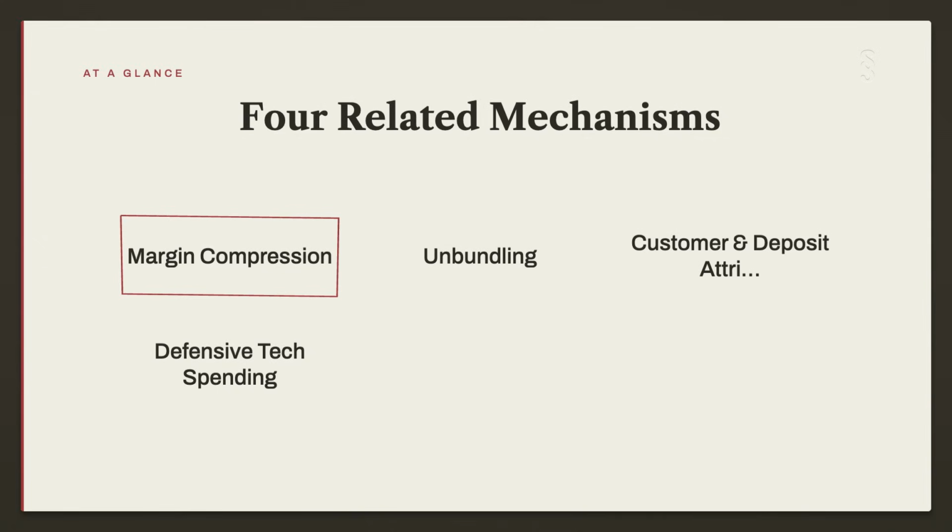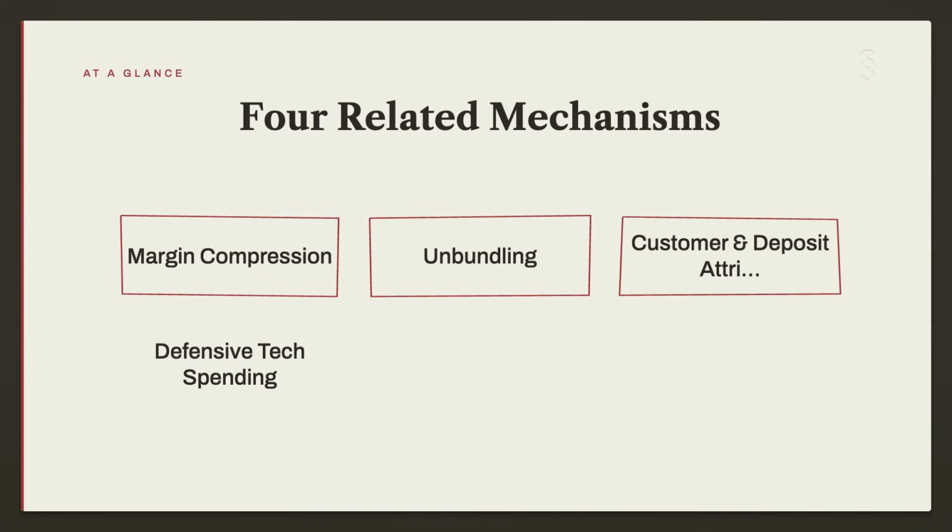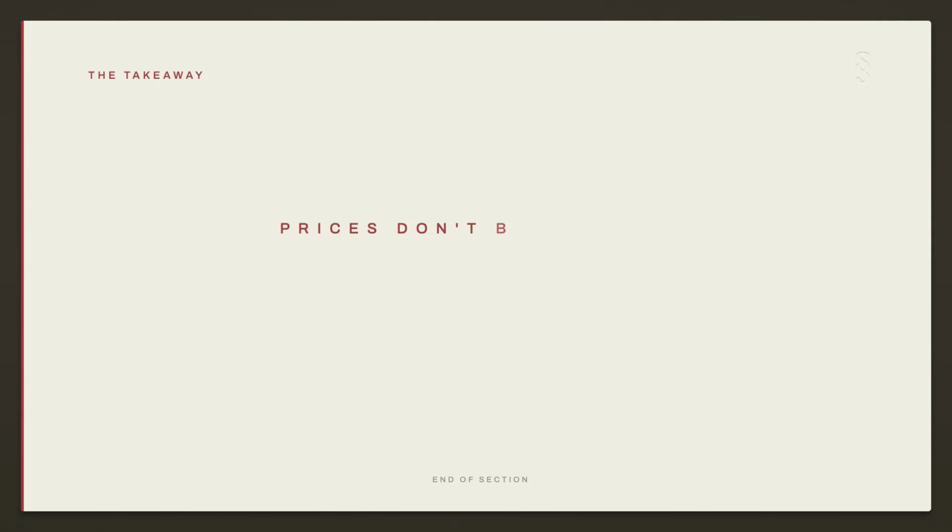Margin compression means retaining a customer only by accepting a thinner spread. Unbundling means losing one profitable component while keeping the rest. Customer and deposit attrition means the customer or balance actually leaves. Defensive technology spending means the incumbent's own investment in response, which cuts profit even when it's the right call. Fee compression specifically names published prices falling under competitive pressure.